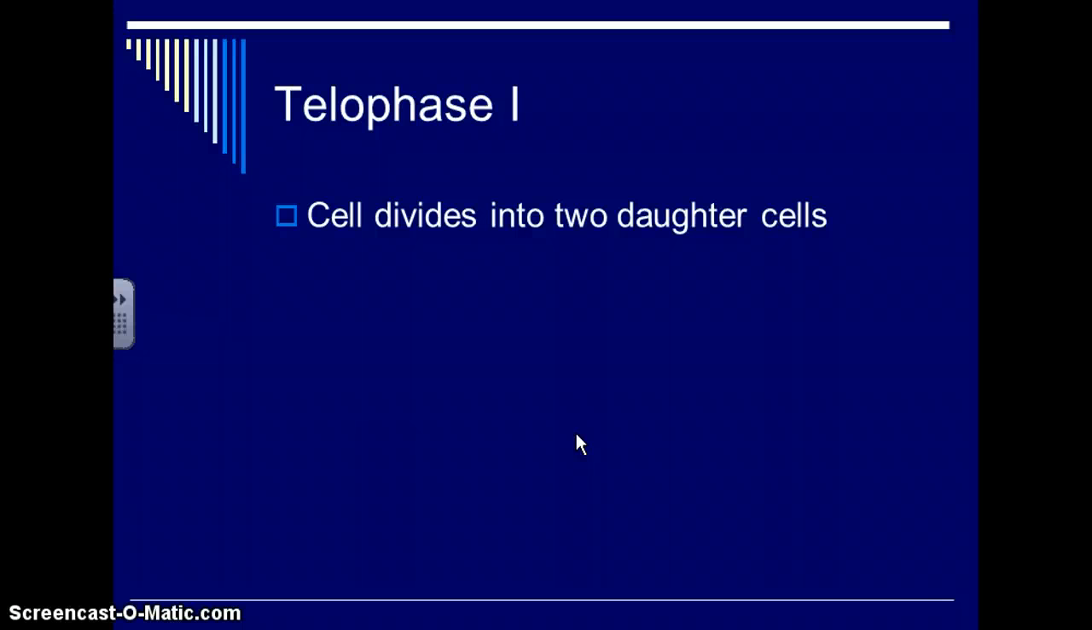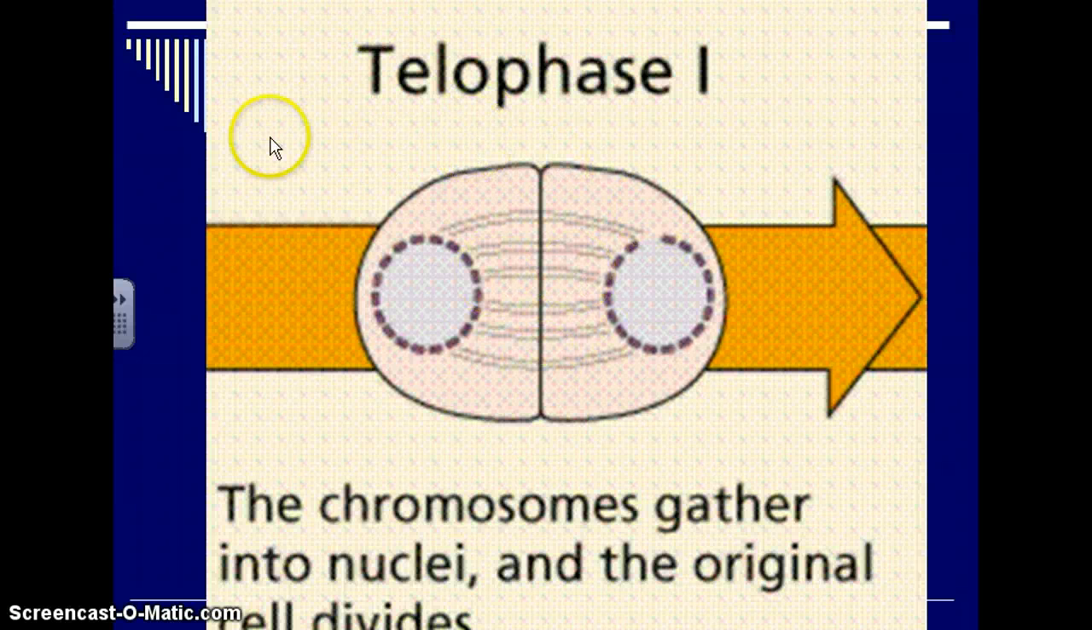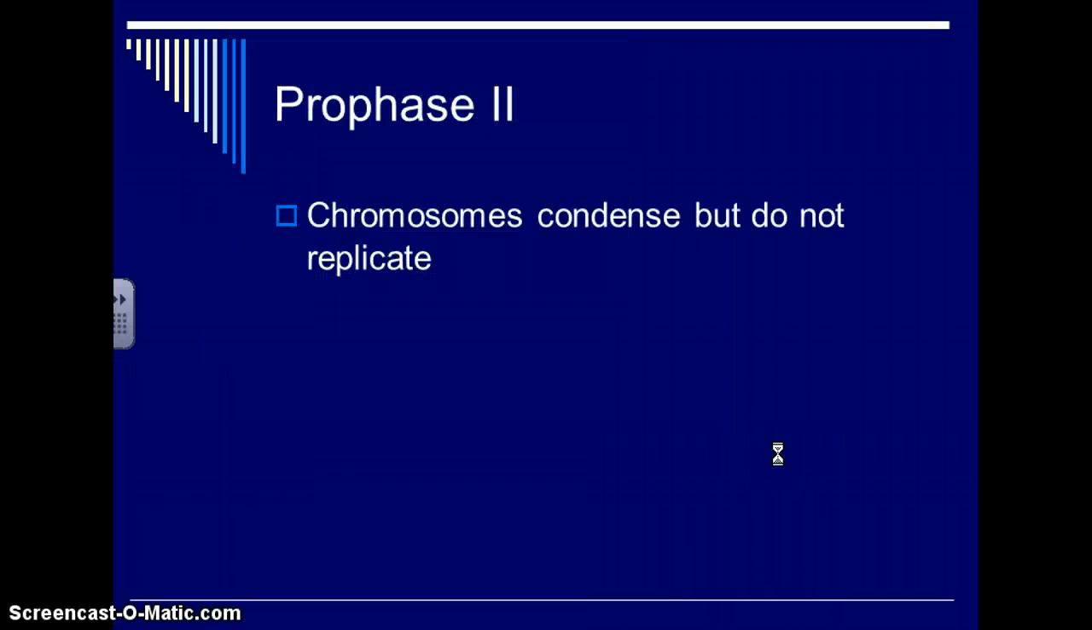In telophase 1, the cells divide into 2 separate daughter cells. So here's what that would look like. We have a cell here and we have a cell here. Then basically it goes through the entire process again. In prophase 2, the chromosomes start to condense. This time they don't replicate. That's something they do in prophase 1, but not in prophase 2.